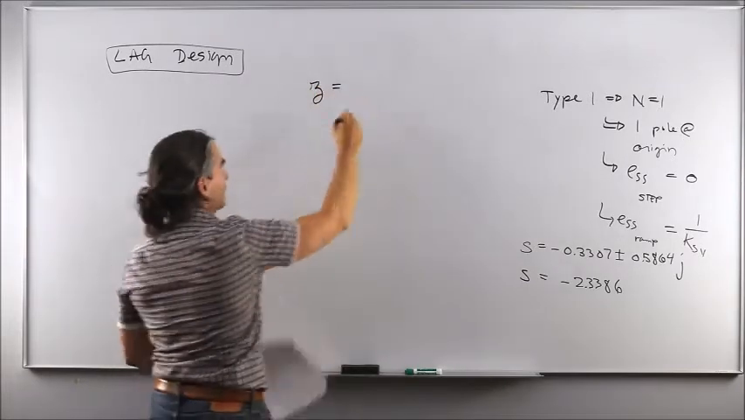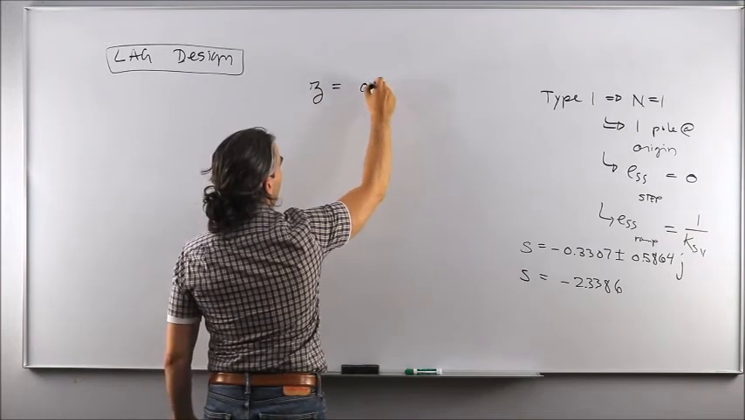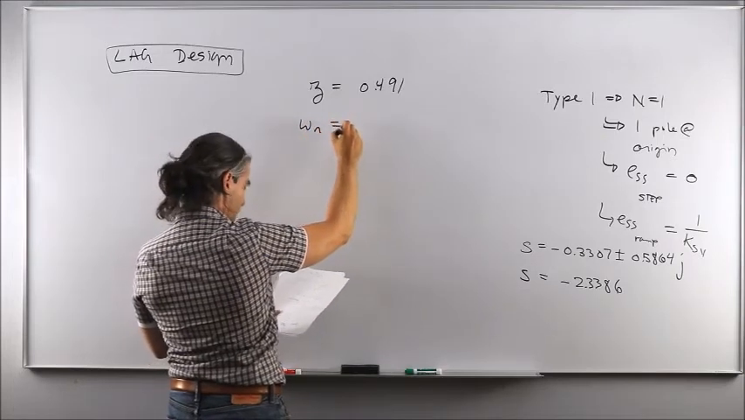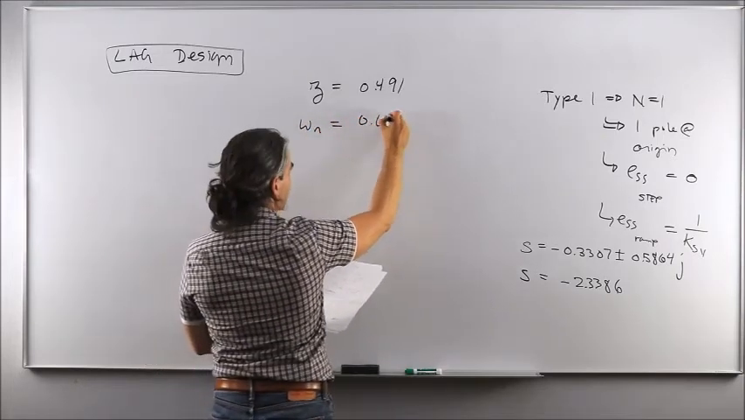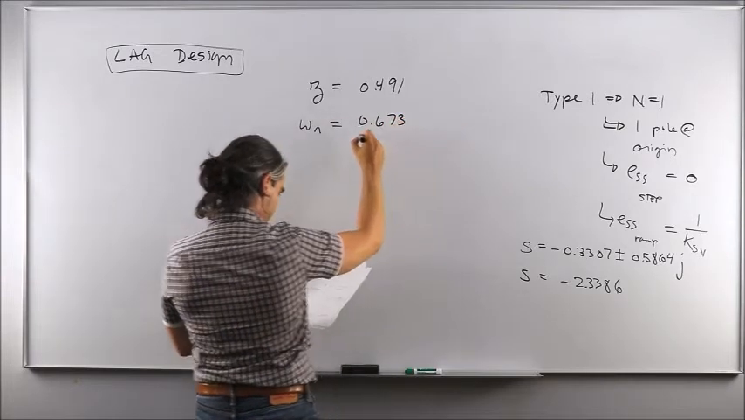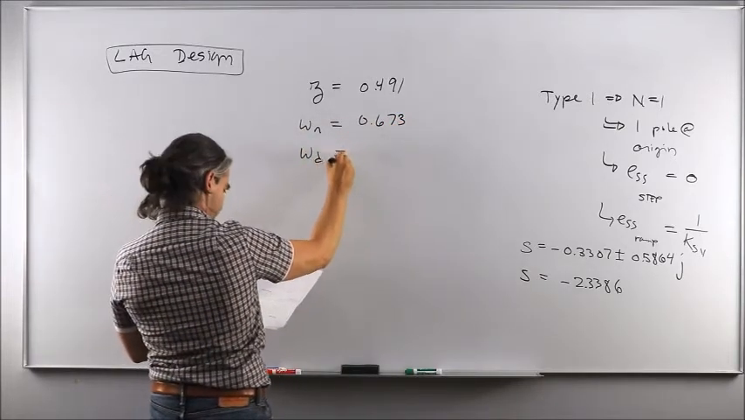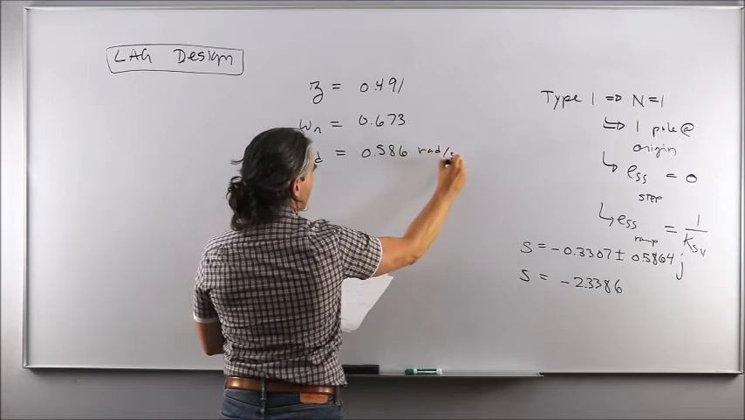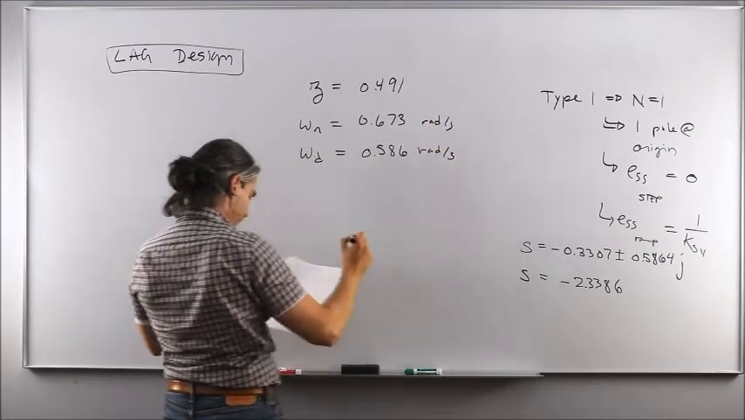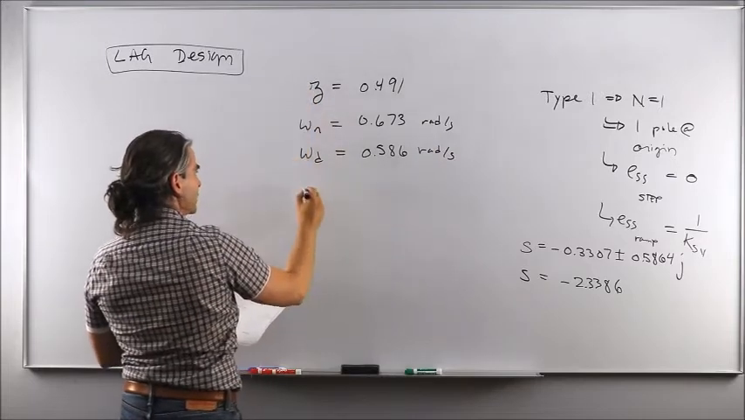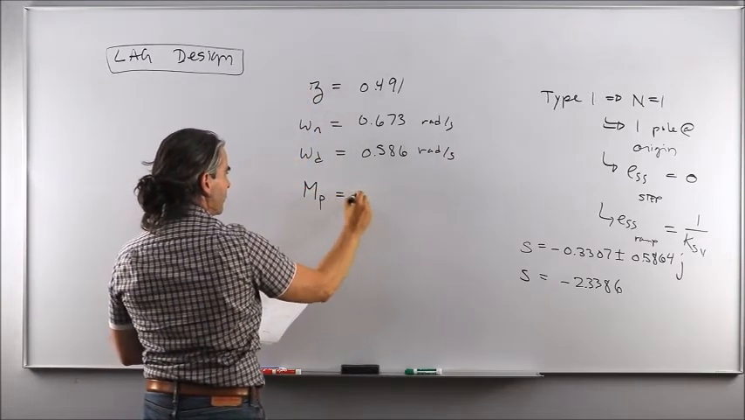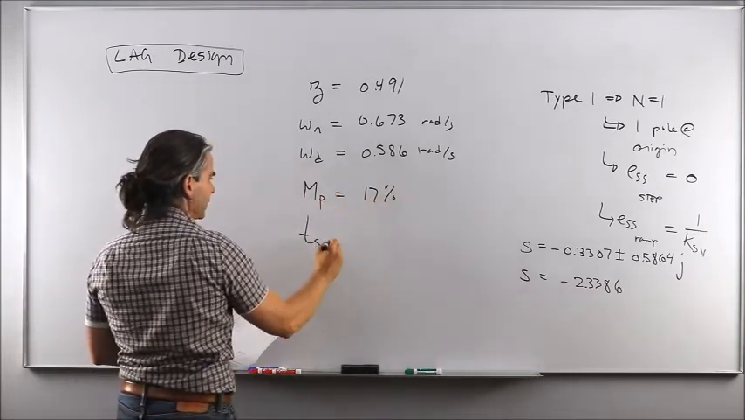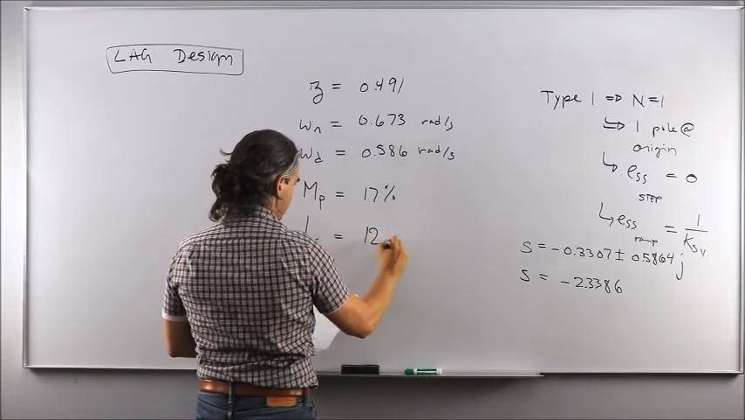which would turn out to be 0.491, omega n equal to 0.673, omega d of 0.586 radians per second, which ultimately can be translated into transient time domain performance: Mp would be about 17%, and Ts, the settling time at 2%, would be equal to 12 seconds.